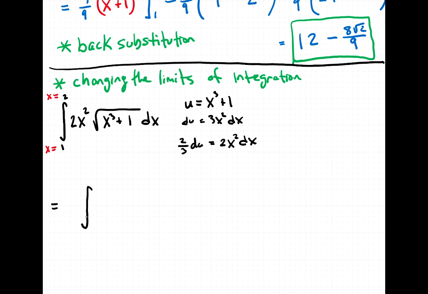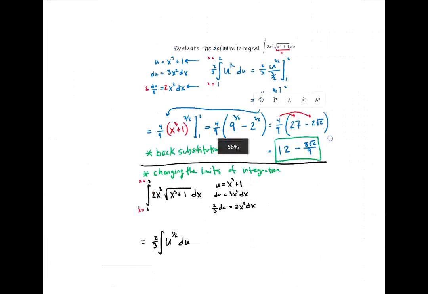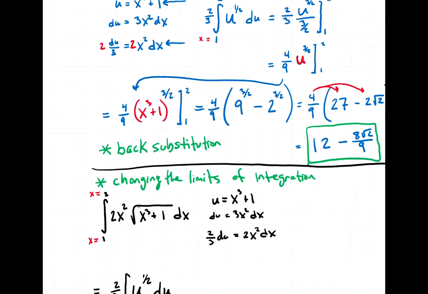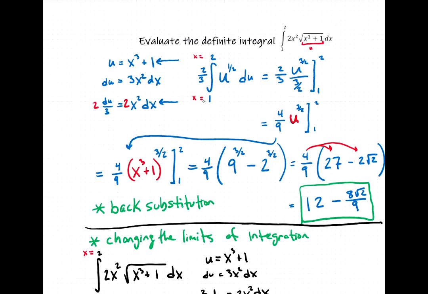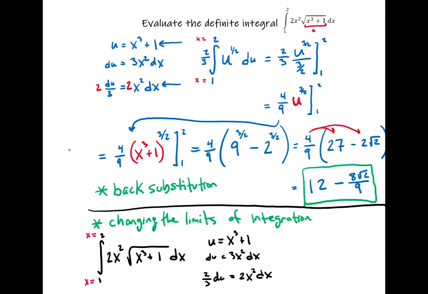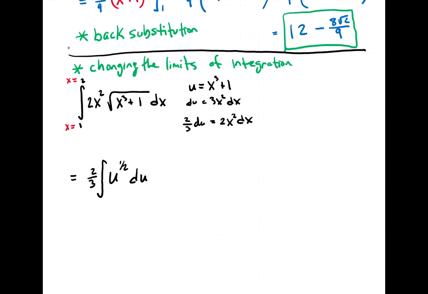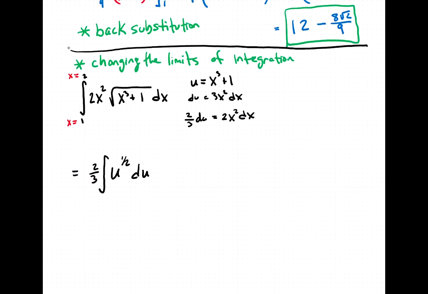So now we have the integral. We have a 2/3 out front, u to the 1/2 power du. This is exactly what we had before: 2/3 times the integral of u to the 1/2 du. Now notice I didn't write the limits of integration, x equals 1 to x equals 2. Changing the limits, we can change those x values into u values. That way we don't have to change our variable back to x.